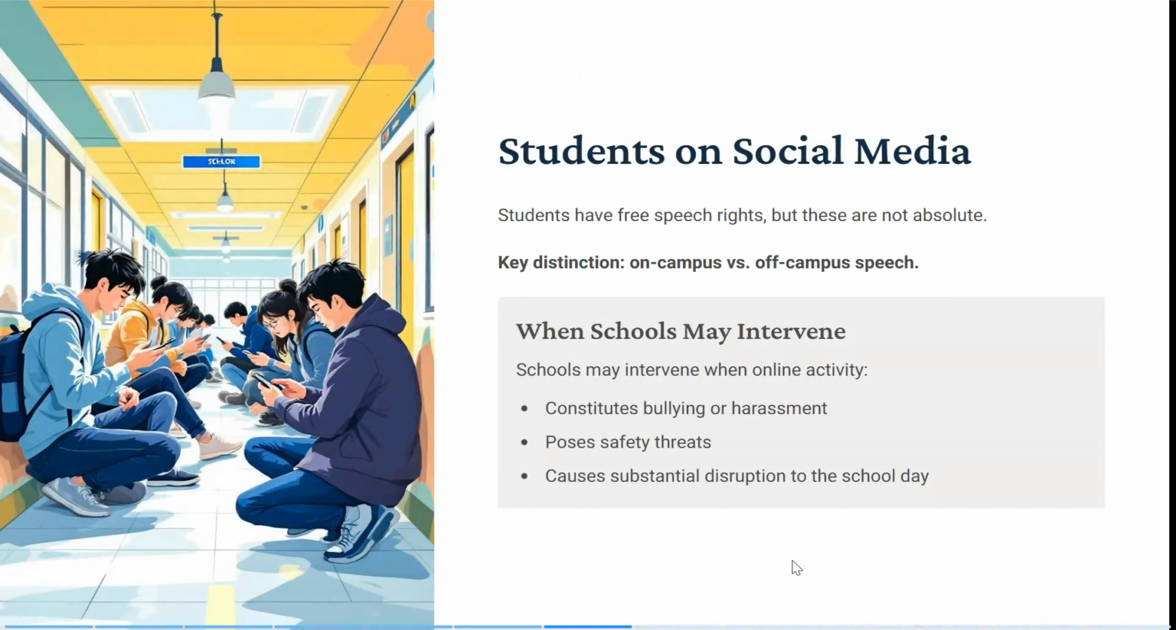Moving on to students and social media. Students have free speech rights, but these are not absolute. There is a key distinction between on-campus versus off-campus speech.